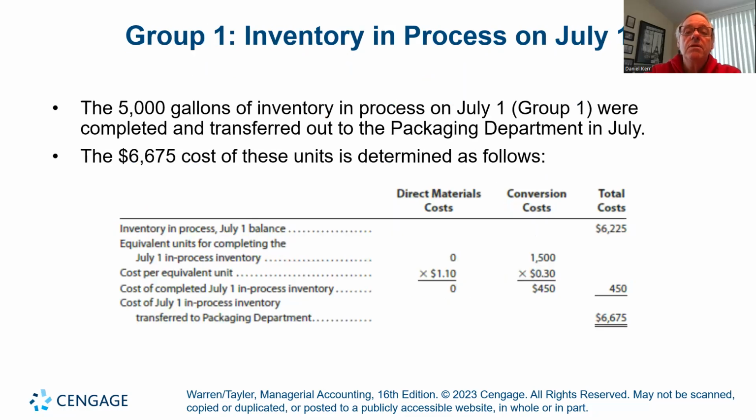So with regard to the beginning work in process, we had 6,225 worth of total costs that were in there. And as far as work done this period, there were no materials that were added this period. But with regard to conversion costs, we had 1,500 equivalent units. Multiply that by 30 cents, you get 450. So the total cost for the work in process beginning inventory is $6,675.